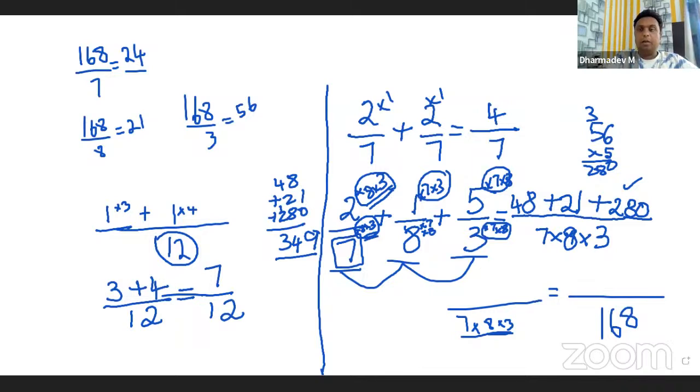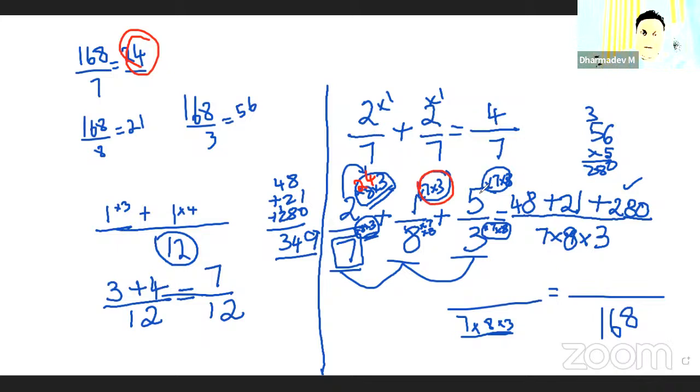Yeah. Okay. Now, what we have multiplied is 2 times 24. Either I say I multiplied 8 times 3, or I can say 2 times 24, because I have removed 7. Next, 8 times 21. Next, 5 times 56. Did you get that?